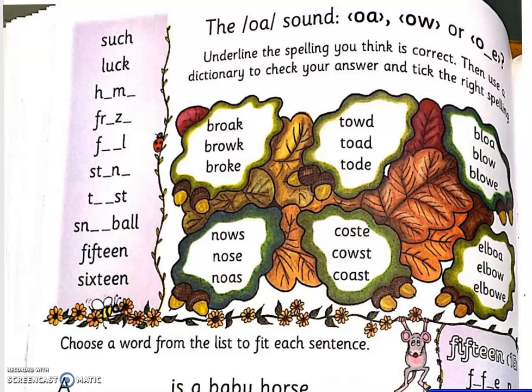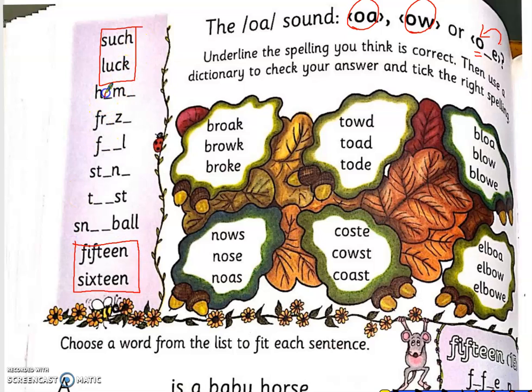Okay, now we'll quickly have a look at page 32, which is the O sound for this week. And O sound comes in the form of OA, OW, or magic E, making O say its name. So remember, first 2 words have nothing to do with the sound. They're just words easily sounded out, such and luck. And 15 and 16 are just your number words for the week.